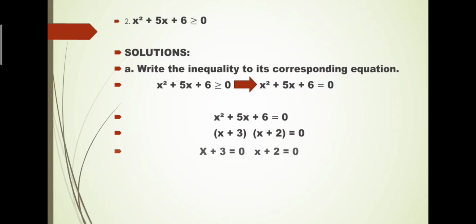Then, by using zero product property, x plus 3 is equal to 0, yan. Then, x plus 2 is equal to 0, yan. So, remain lang x sa left side, then transpose positive 3 to the right side, from positive magiging negative 3. Then, ito naman, remain x sa left side, then positive 2 transpose to the right side, magiging negative 2. So, therefore, the value of x are negative 3 and negative 2.